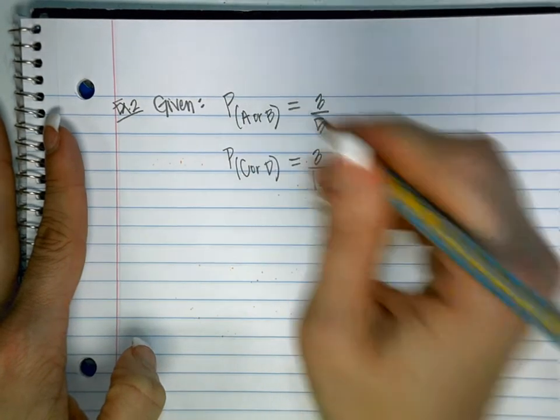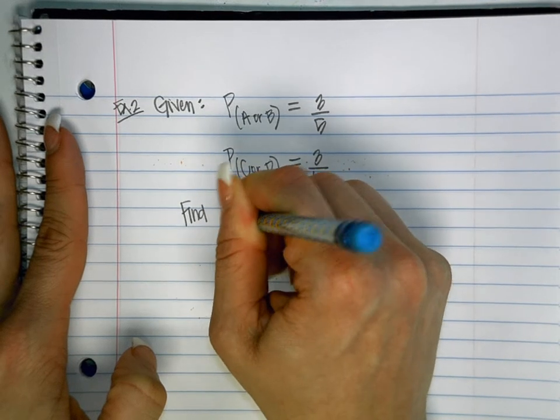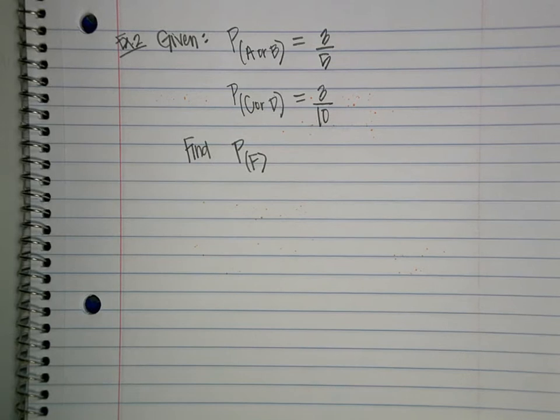I want you to find the probability of getting an F. Probability of getting an A or B is 3 out of 5. Probability of getting a C or a D is 3 out of 10. Find the probability of getting an F. And we're assuming the only grades you could get are A, B, C, D, or F. So no incompletes, nothing like that.